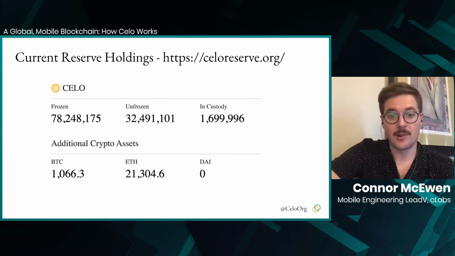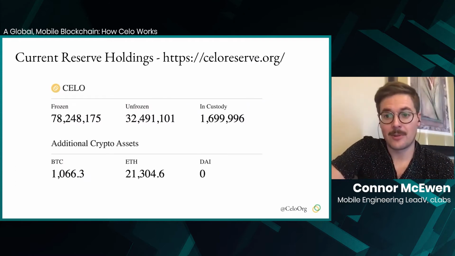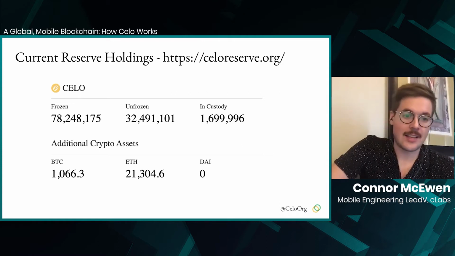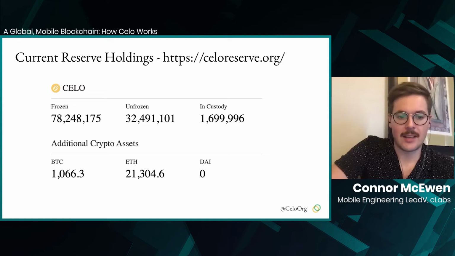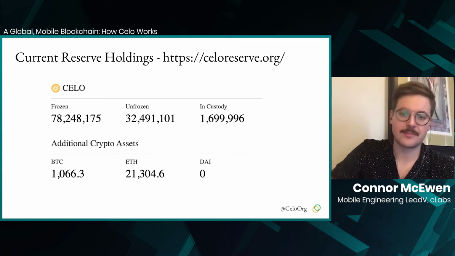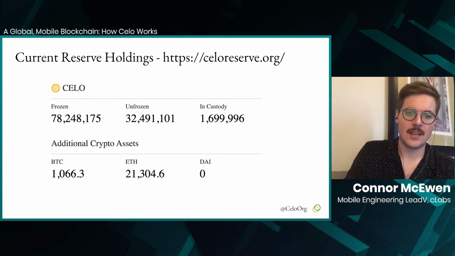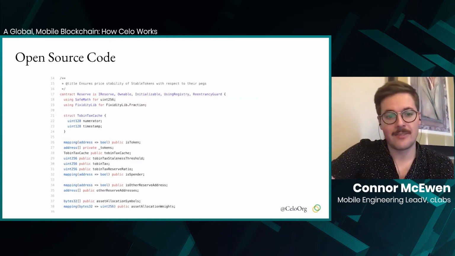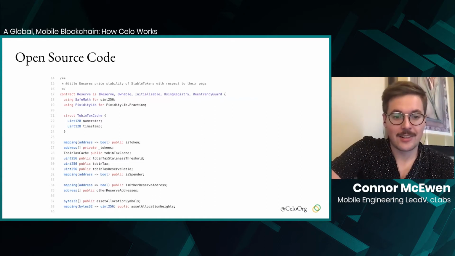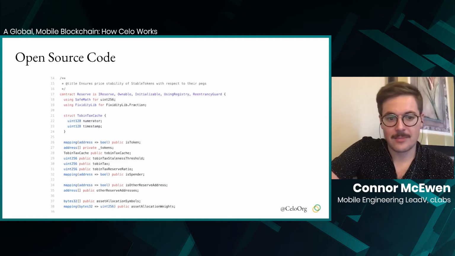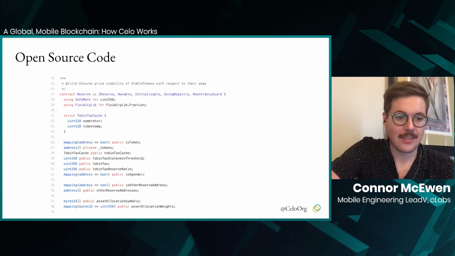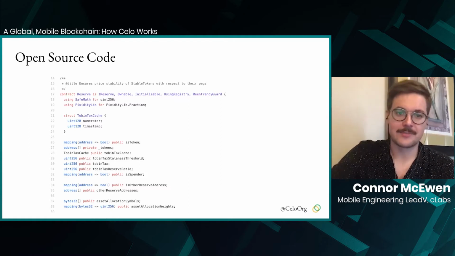You can learn a little bit more about the reserve. We have a reserve website, and that tells you exactly how much Celo is in the reserve, as well as other crypto assets, right now containing Bitcoin and Ethereum. You can also take a look on GitHub and see all of our contracts, which I mentioned are open source, so you can see exactly how the reserve works if you want to dive a little deeper.